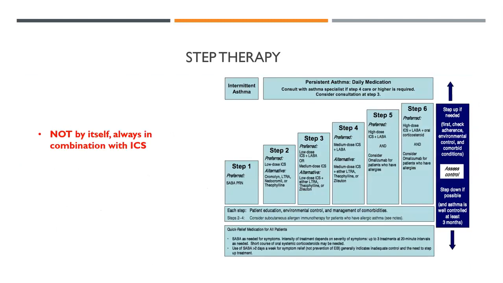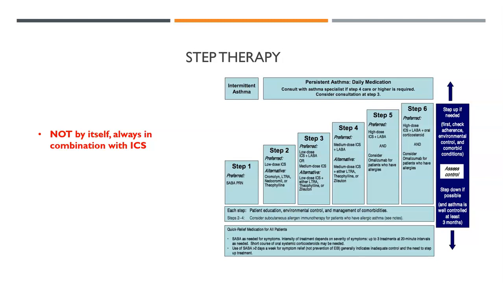Step therapy. So I want you to kind of understand this chart. If they have intermittent asthma that's coming and going, the preferred is a short-acting beta agonist as needed. So step 2, they may need a low dose ICS, or they may need some theophylline, some cromolyn. Theophylline is an old drug. We really don't use that anymore.